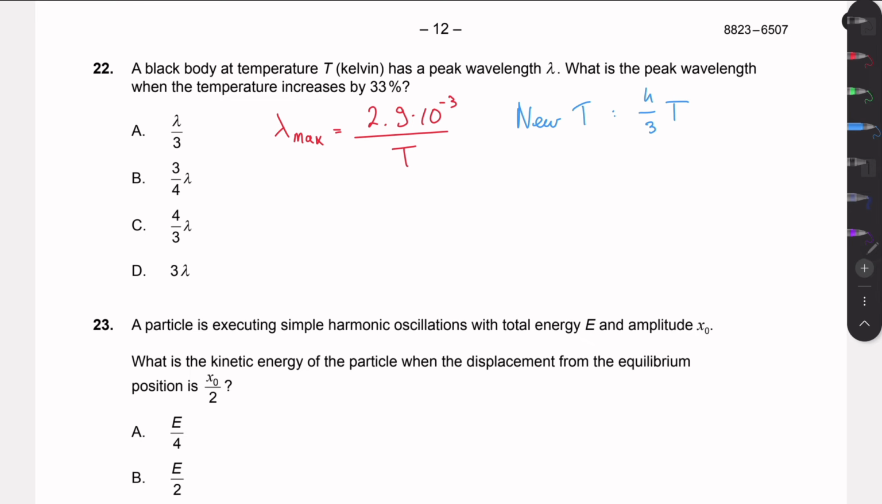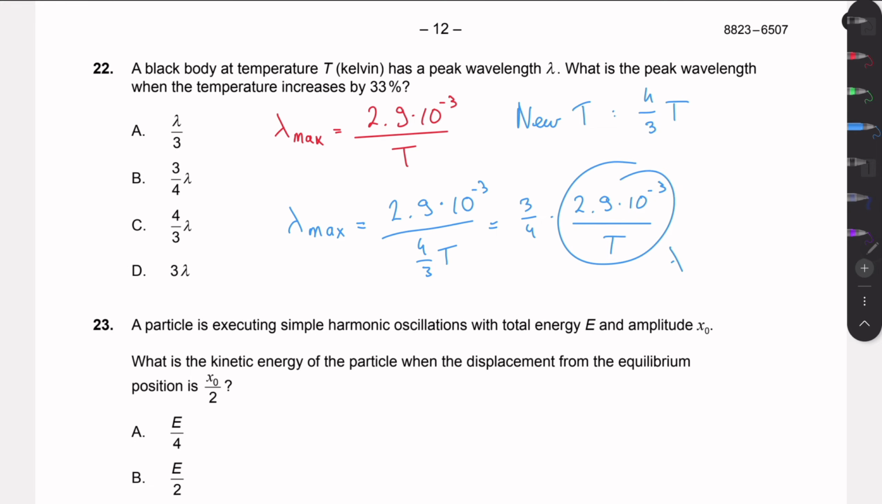And we want to see how the maximum wavelength changes. So again, we can just plug this new T into this formula. So T is going to be 4/3 times the T. So we can bring this to the top. It's going to be 3/4 times 2.9 times 10 to the minus 3 over T. And this is the original lambda, so 3/4 times the initial lambda. So B.